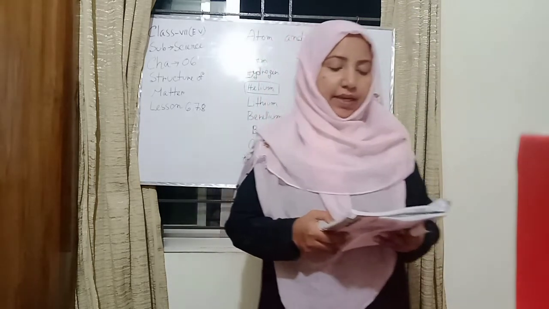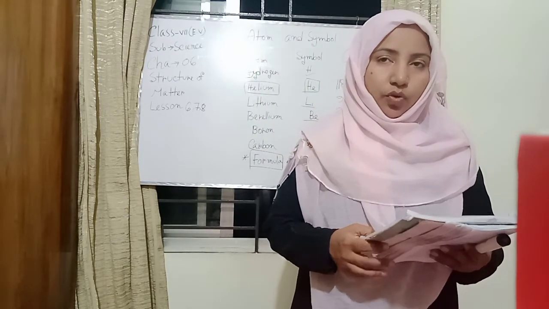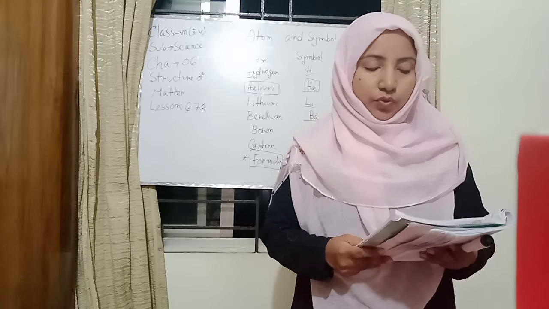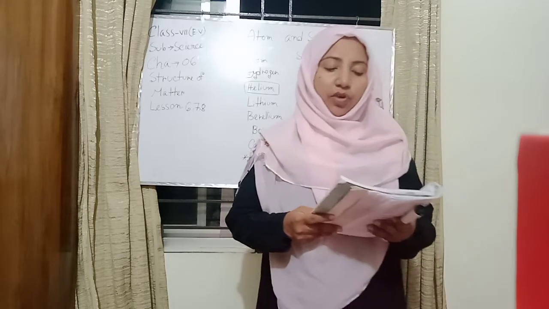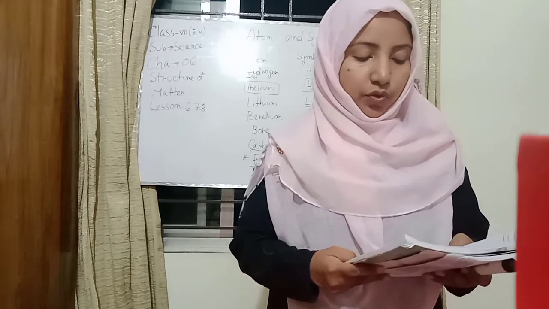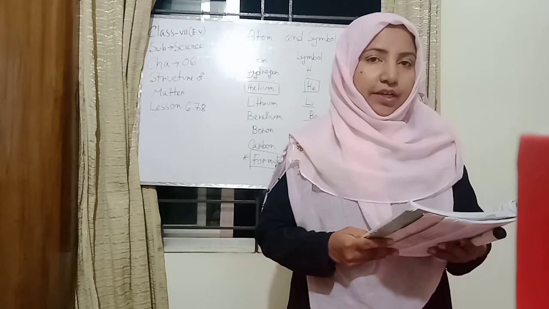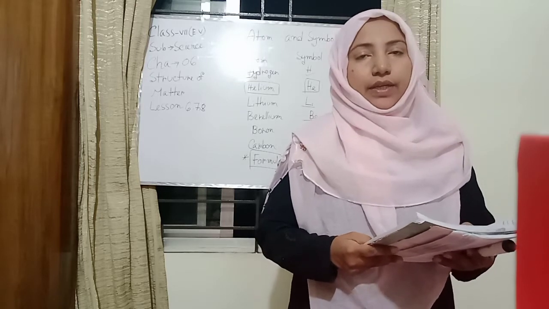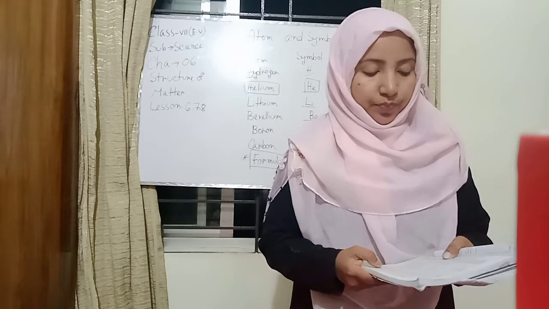Nitrogen. The symbol is N and the formula is N2. Oxygen. The symbol is O and the formula is O2. Fluorine. Symbol is F and the formula is F2. Chlorine. Symbol is Cl and the formula is Cl2. Bromine. Symbol is Br and the formula is Br2. Iodine. The symbol is I and the formula is I2.